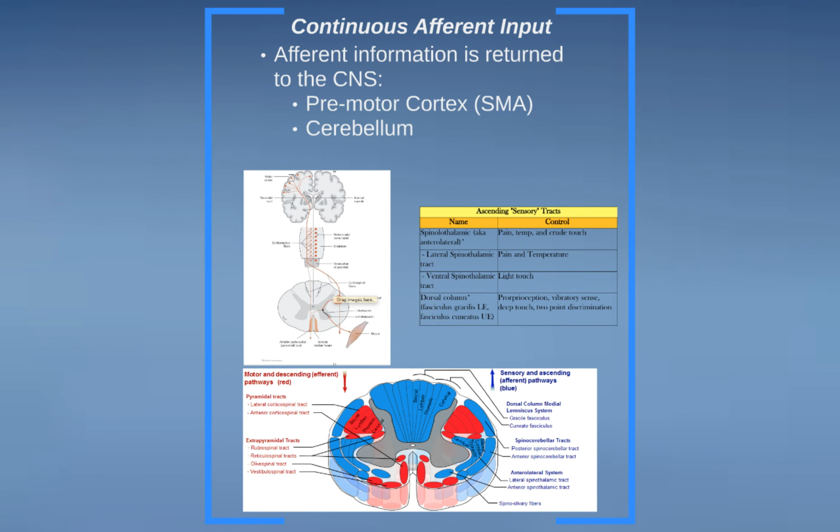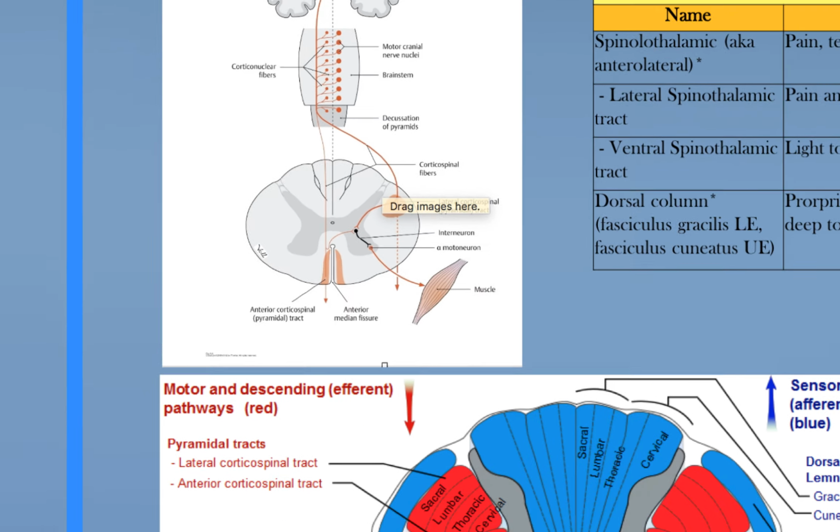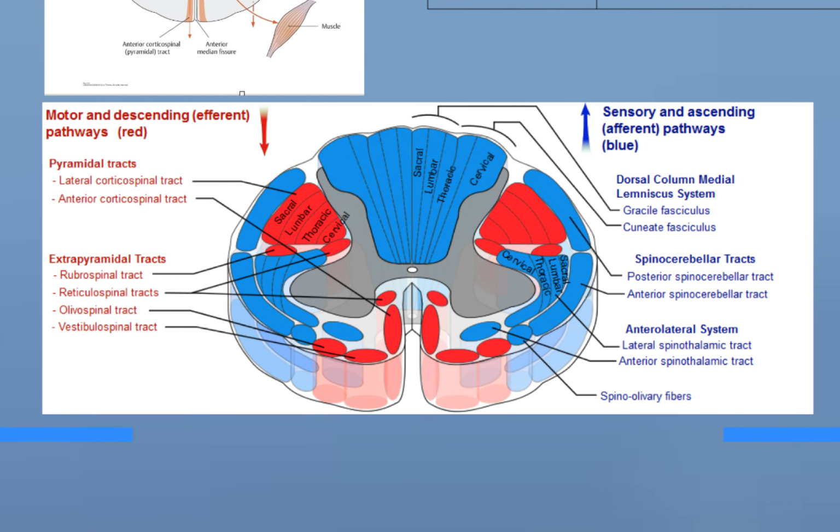We've discussed these tracts a bit earlier, but this is one of our tracts here. This essentially, again, we're dividing the spinal cord and understanding where these tracts lie. In blue, we have all of our ascending sensory afferent pathways. In red, we have our descending efferent motor pathways.